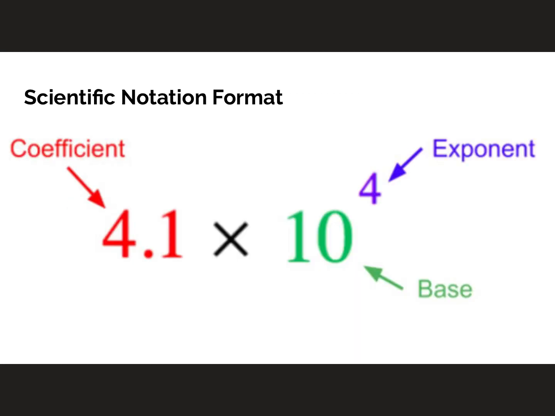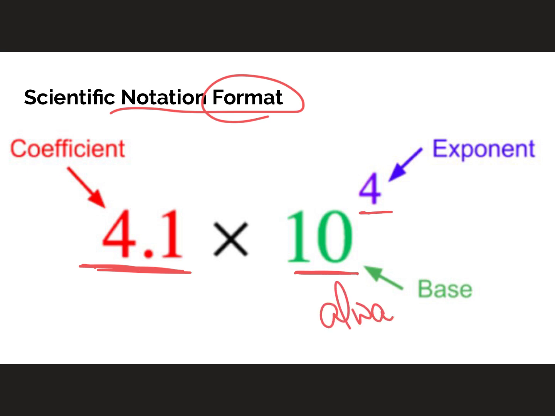Okay, so let's talk real quick about scientific notation format. So we have over here our coefficient. The coefficient is the number that we are multiplying by our power of 10. That's our base and that's our exponent. Remember, our base will always be 10.